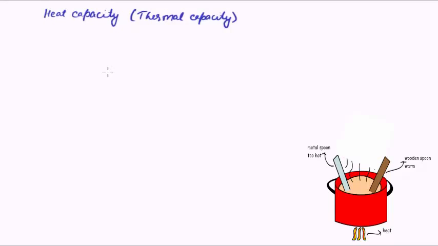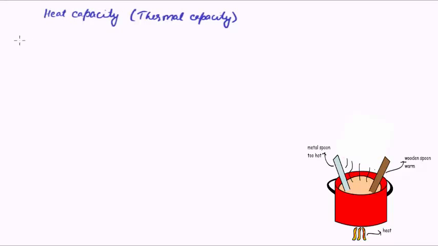You might have noticed that heating a particular body from a particular temperature to a higher temperature depends on the body. Different bodies will require different amounts of heat to raise the temperature by the same amount. So this is exactly what is represented by heat capacity: how much heat is required by a body to raise its temperature by 1 degree Celsius. Okay, so let us define it.